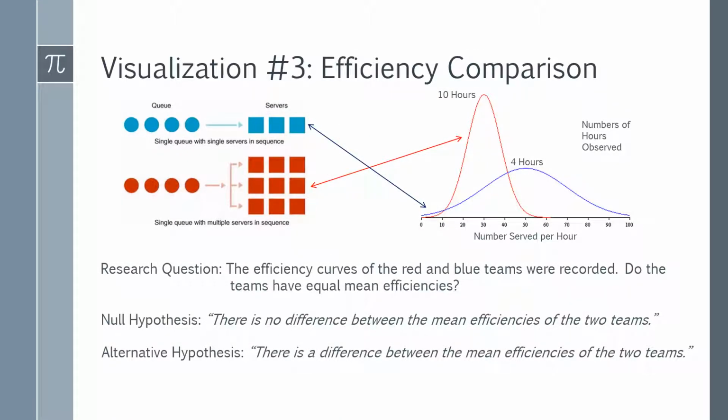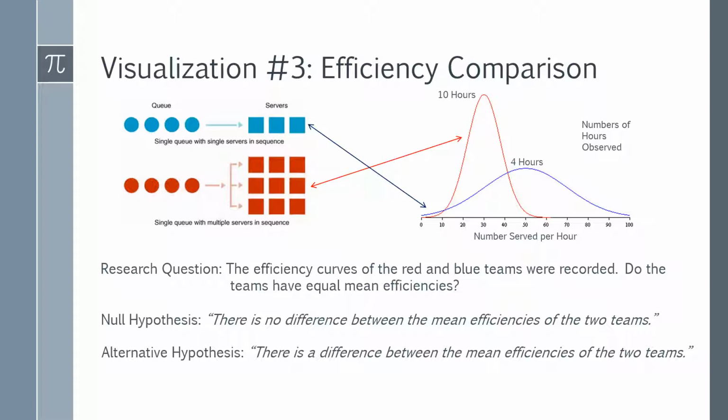Visualization number 3 is an efficiency comparison, and it's useful because it allows us to make a decision around achieving a goal with the fewest resources possible. So looking at the mean efficiency of both teams, we can see that the red team serves approximately 30 people per hour, and the blue mean is approximately 50 per hour.